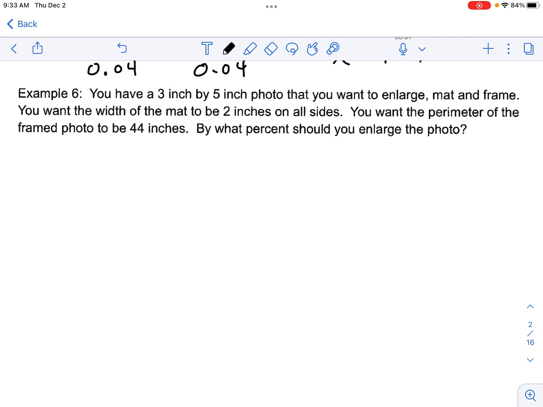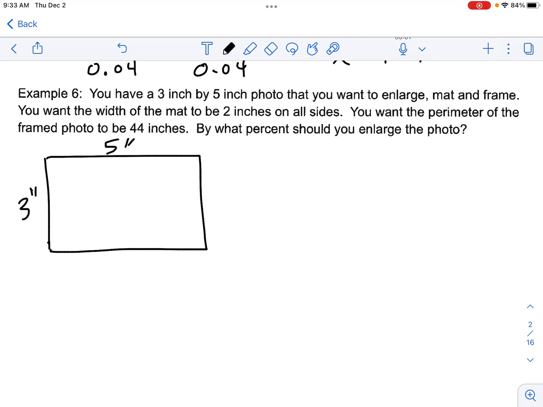All right, this last example, example 6, we have a 3-inch by 5-inch photo. So this is kind of a geometry application. So we have a 3-inch by 5-inch photo, that photo that you want to enlarge. And then you want to mat it and you want to frame it. Okay, that makes sense, mat and frame. Okay, so you want the width of the mat to be 2 inches on all sides.